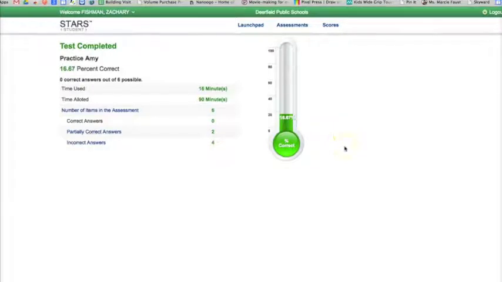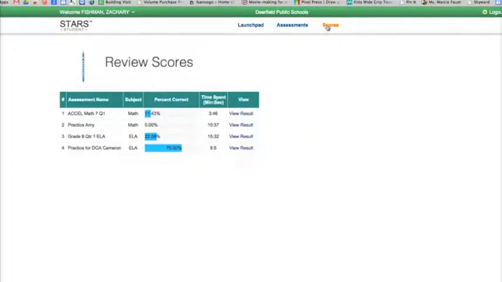And when I do that, you note that I get what would have been my real grade had I even tried to answer these correctly. I would have gotten about 16.67% of them correct. So there were 6 questions. I got 0 correct, 2 partially correct, and 4 incorrect, it says. And now I'm going to go to the scores up here, and I'm going to go to View Result.